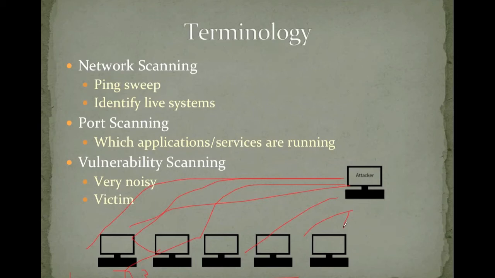Port scanning is determining which applications or services are running on the system. The next one is vulnerability scanning. This is determining which exploits you can use and what vulnerabilities there are in the computer. This is very noisy on the network and it's very easy to be detected, and you shouldn't do it unless you have permission and you know what you're doing.